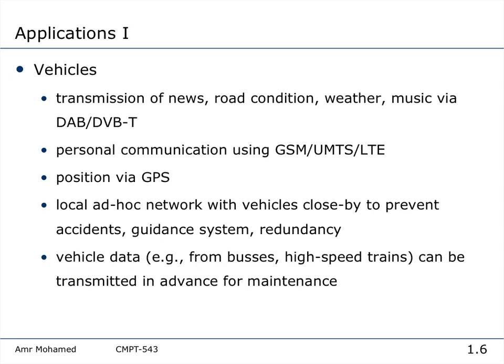Of course, vehicle data can be transmitted in advance. For example, if you have an ambulance, before it reaches the hospital or the place of treatment for the patient, it can send information in real time, maybe 10 or 15 minutes ahead, to the hospital. This means that the personnel at the hospital will prepare everything for the patient when they come in, so everything is ready for the patient to receive the treatment.